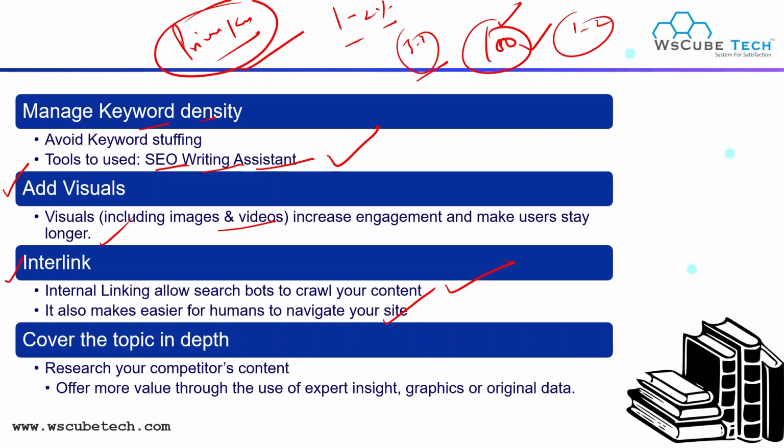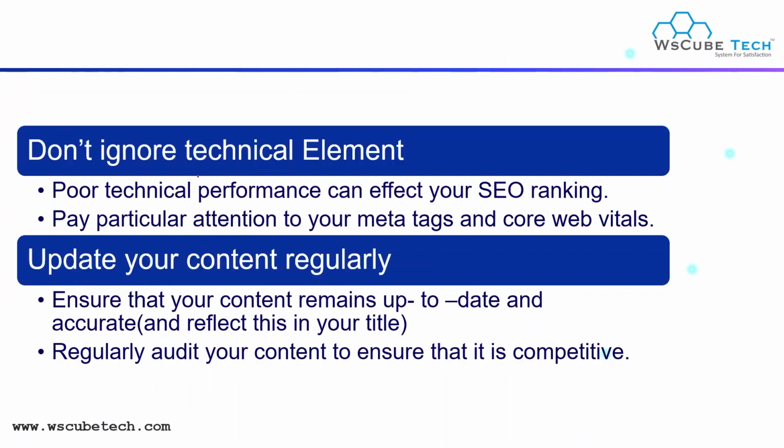Next, cover the topic in depth. Quality of content is king. So you must focus on the quality of your content because that is one of the important ways that your content ranks. So for this, you have to cover every topic in depth. You can research your competitors' content. You can take ideas from that and offer more value through the use of expert insights, some graphics or original data. Next, don't ignore your technical elements.